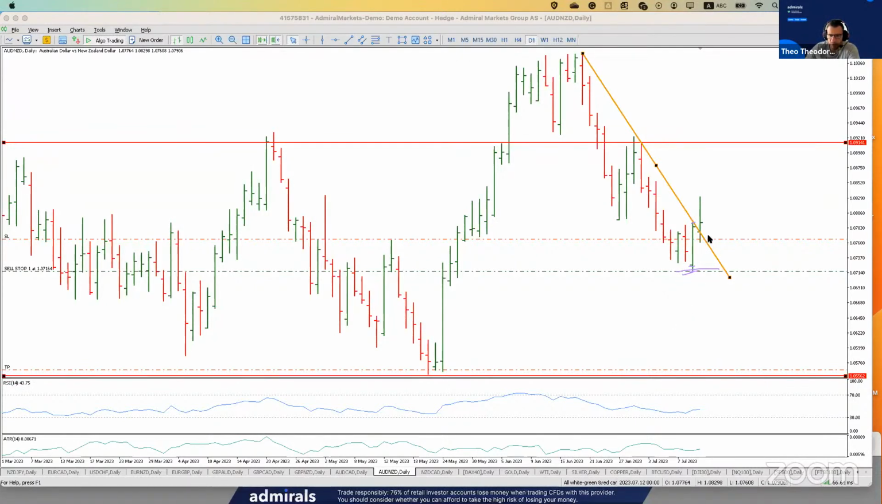And of course, the risk to reward is 3 to 1 here. So I have a sell stop order, stop loss 50 pips and 150 pips take profit. If it's not triggered by today's broker time, 23:45, automatically it will be cancelled.